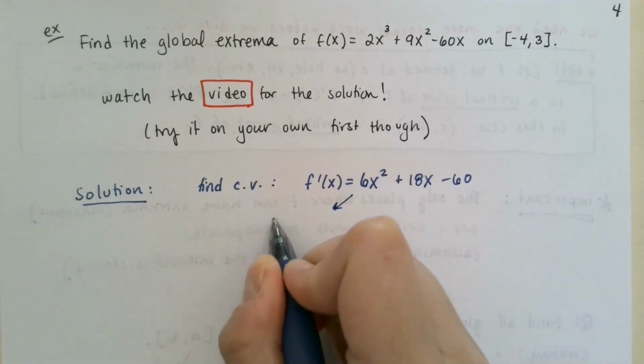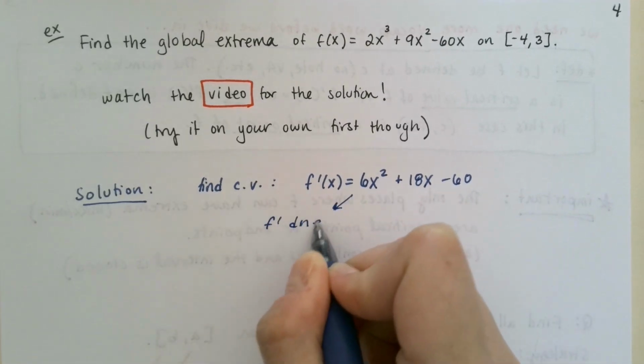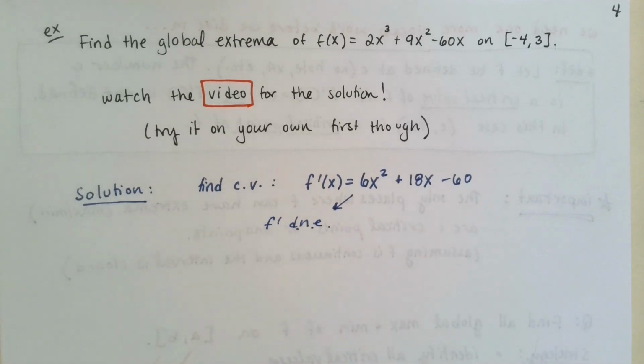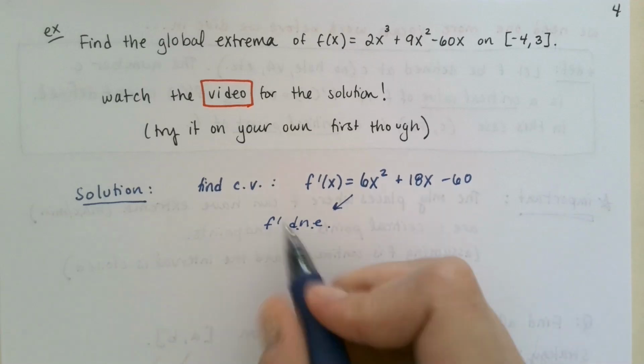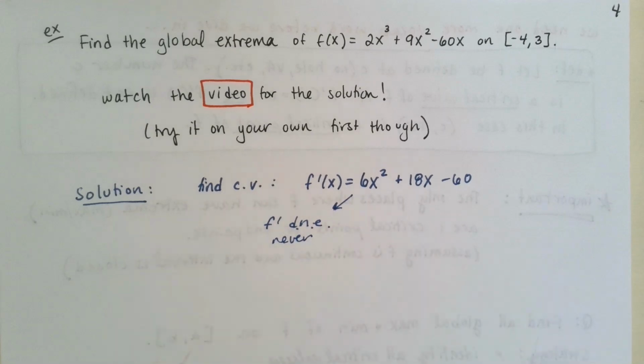Okay, so there are two ways to get a critical value. One way is for the derivative to not exist. So when I say DNE, I mean does not exist. In this case, that just isn't an issue, right? The derivative is a quadratic polynomial. There's nothing weird happening here. So we'll kind of consider it for a second and then say, there's no case that's happening here.